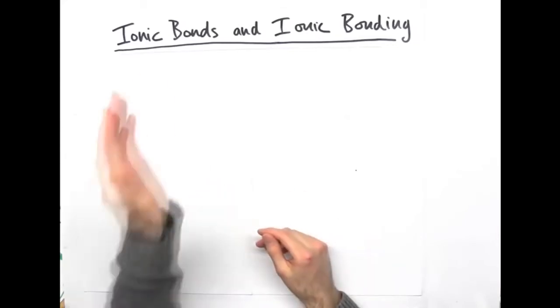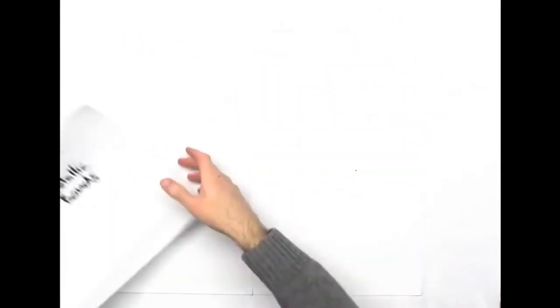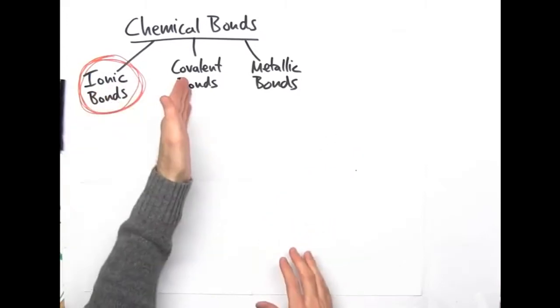This video is an introduction to ionic bonds and ionic bonding. Don't know anything about these things, or you feel a little bit rusty? It's no big deal, because we're going to start from scratch. So, ionic bonds are one type of chemical bond.